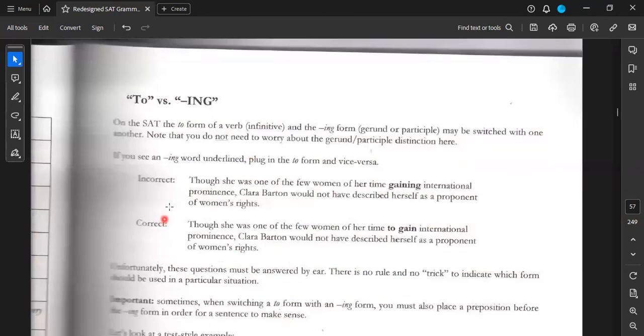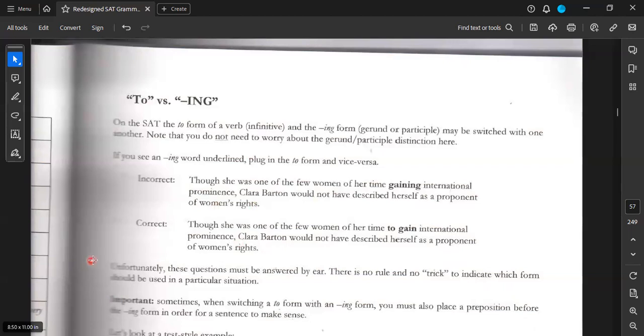So we have this example here that says, though she was one of the few women of her time gaining international prominence, Clara Barton would not have described herself as a proponent of women's rights. All right, so though she was one of the few women of her time gaining international prominence, you change that to though she was one of the few women of her time to gain.